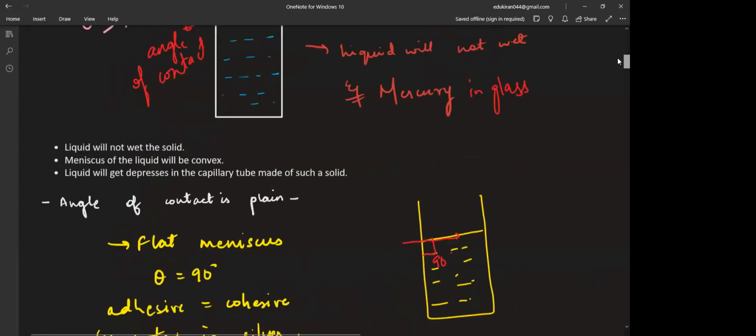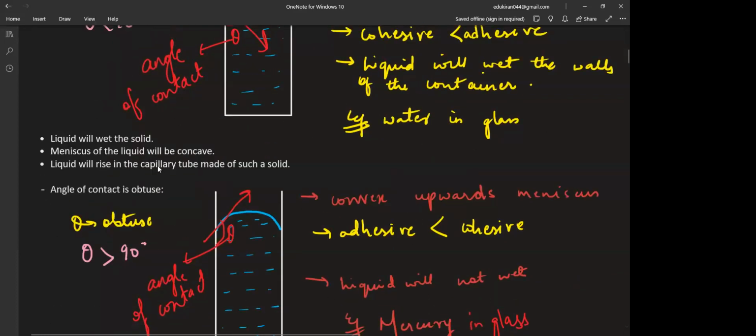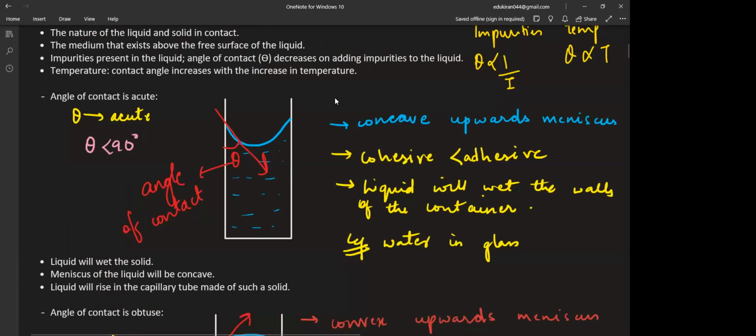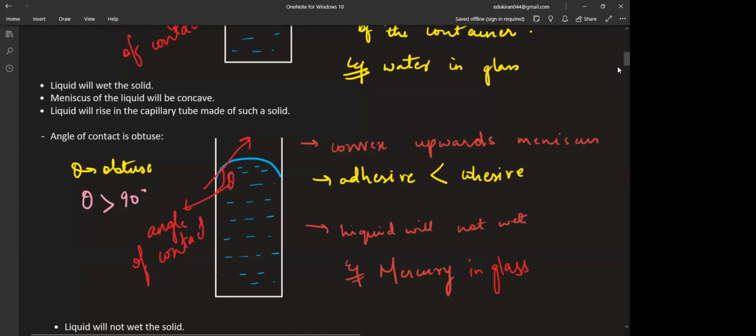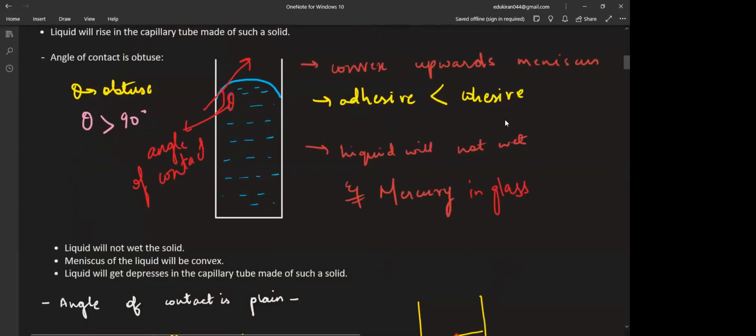Now come to those points. Liquid will rise and fall where? I gave you the example of water and mercury. The first example was water in glass. Liquid will rise in a capillary tube made of such a solid wherever the angle of contact is acute and a concave upwards meniscus is formed, that is, adhesive forces are greater than cohesive forces. We have two conditions, whether it will rise or fall. In cases where the angle of contact is obtuse, the liquid will get depressed in the capillary tube made of such a solid. This is the angle of contact present where cohesive forces are greater, so that is what is meant by the liquid getting depressed.